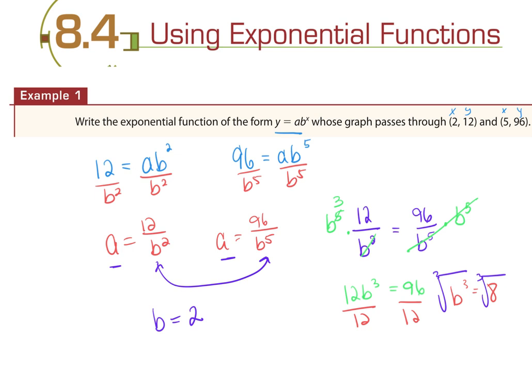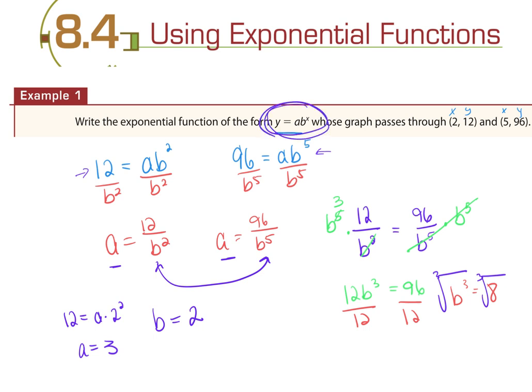So I'm not quite done here. I need to actually solve for a. I can go back to either one of these and solve for a. I'm going to do the one that has the smaller of the 2. So if b equals 2, I can say 12 equals a times 2 squared, right? 2 squared is just 4. Divide both sides by 4. A is what? 3.